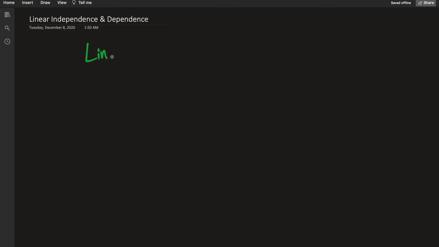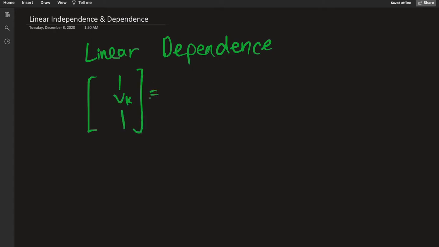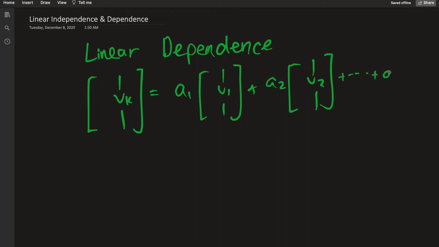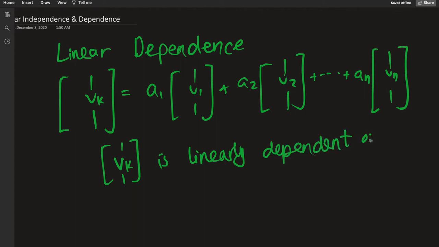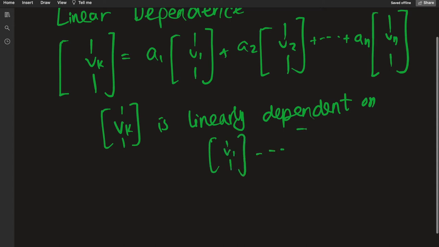Okay, so what do we mean by linear dependence first? If you have some element of a vector space, and I'm bold enough to call it a vector now, and if we can express that as a linear combination, I'm again using linear combination that I explained on the previous page, a1 times one vector, v1, plus a2 times another vector, v2, plus an times the last vector, vn. If you can express an arbitrary vector, vk, as a linear combination of other vectors, then this vector vk is linearly dependent on the other vectors v1 through vn.